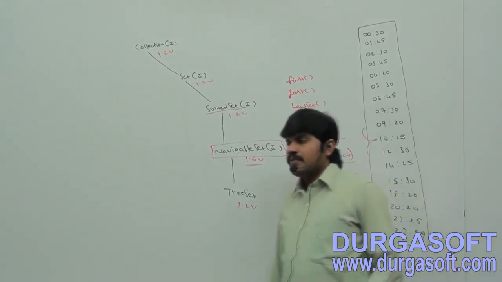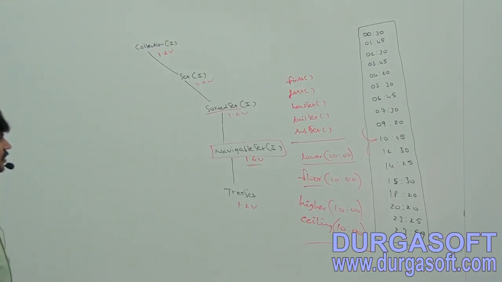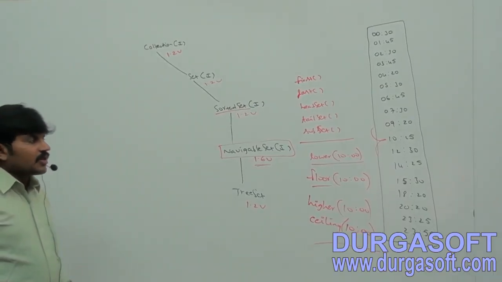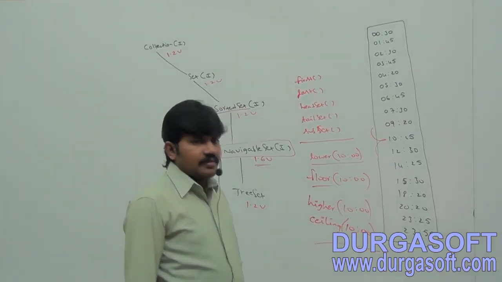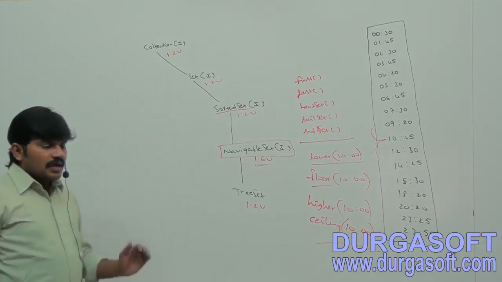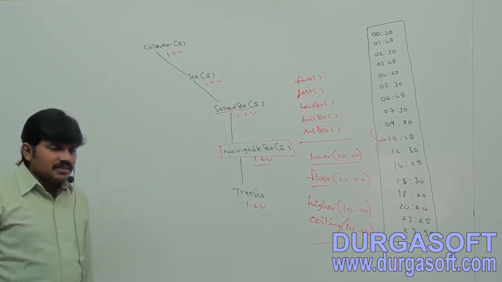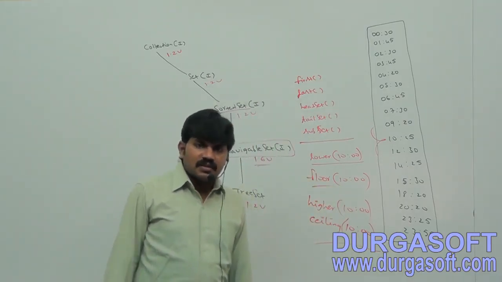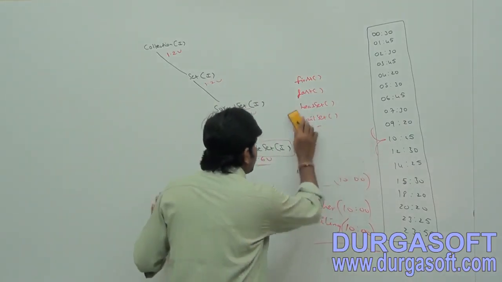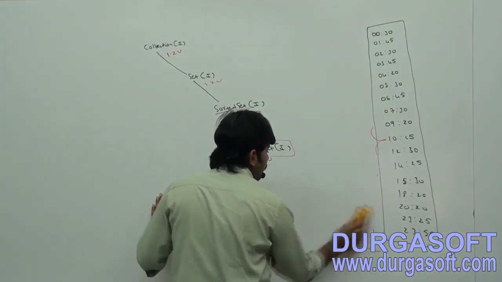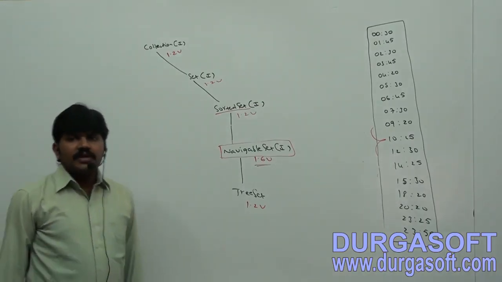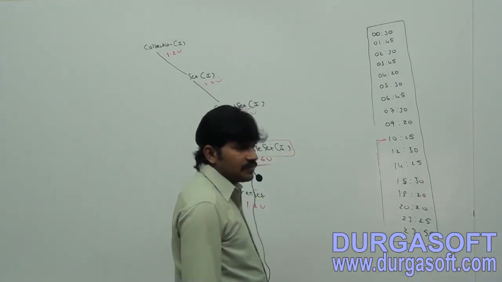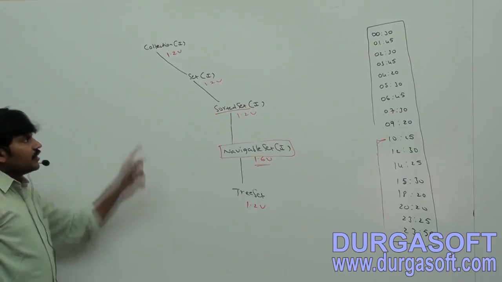It is the child interface of sorted set, and it defines several methods for navigation purposes. Okay, take this diagram.